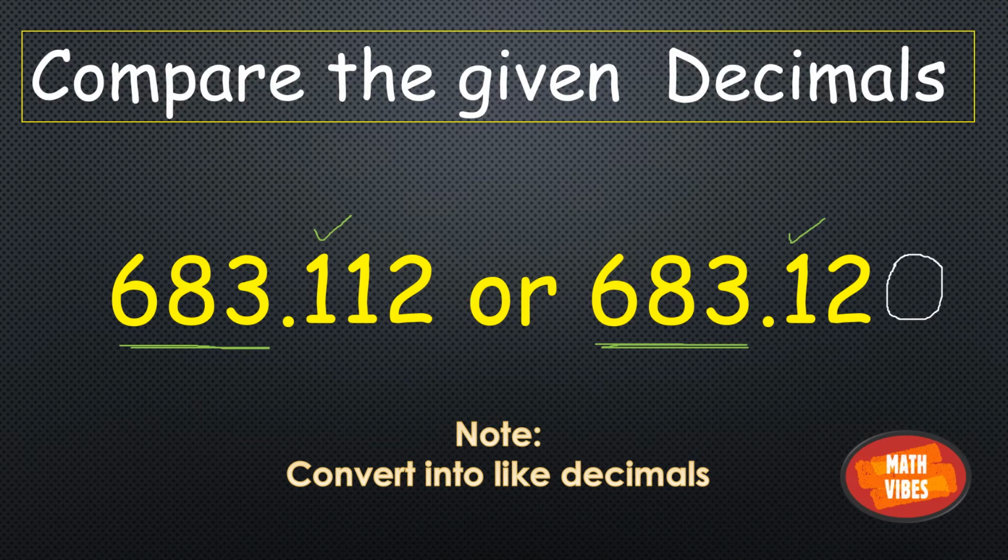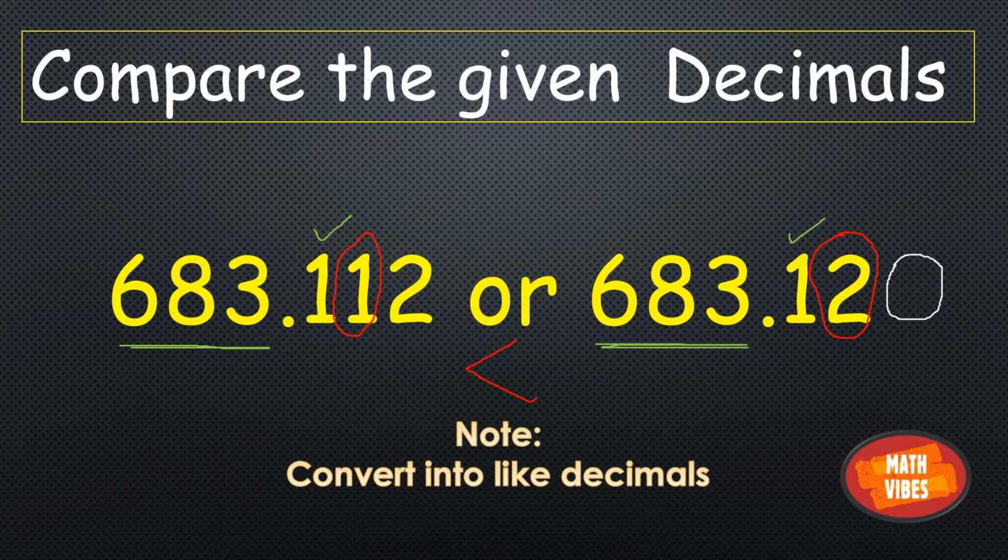What should I do now? No problem. Go to the number at the next place. Now we will see the digit at the hundredth place. Here the digit at the hundredth place is 1 and here the digit at the hundredth place is 2, and we know that 2 is greater than 1. So that means 683.120 is greater than 683.112. You just have to take note that you have to convert into like decimals, and then applying rule 2 you'll be able to find out the answer.